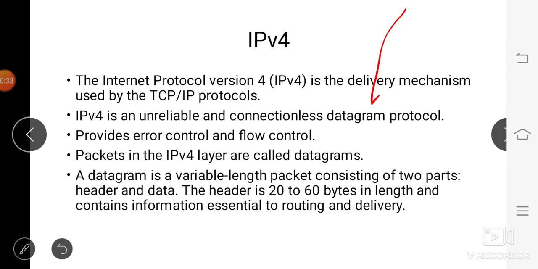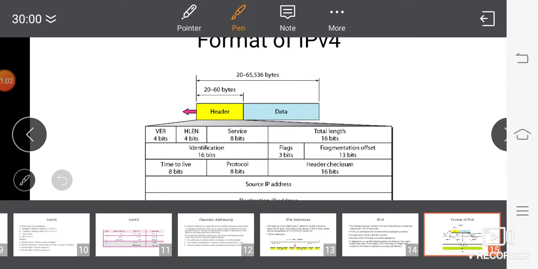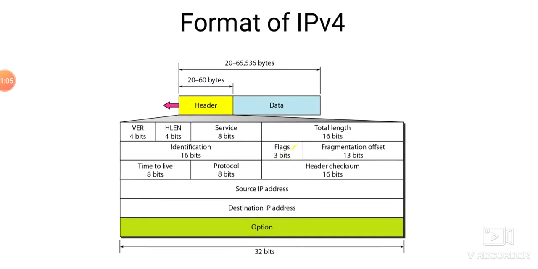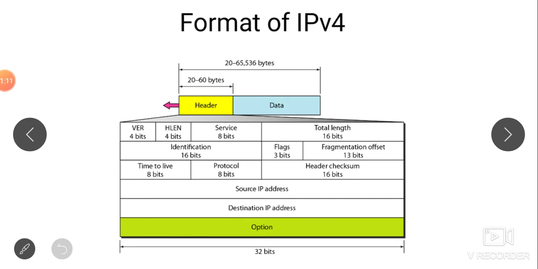Packets in IPv4 are known as datagrams. A datagram is a variable length packet which consists of two parts, a header and data. The header of an IPv4 packet is 20 to 60 bytes in length and it contains the information essential to routing and delivery. This is the format of IPv4. See, in IPv4 we have a variable length header. So the header varies from 20 to 60 bytes and the rest is the data.